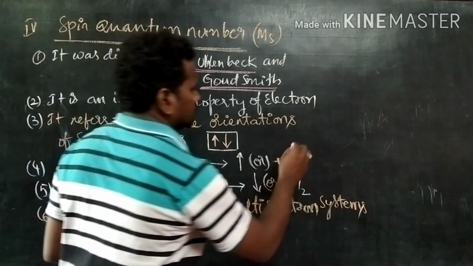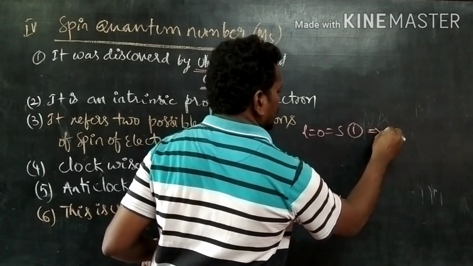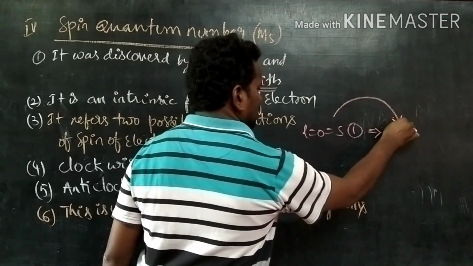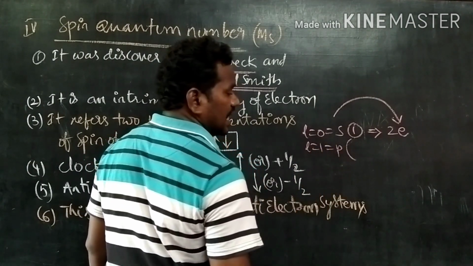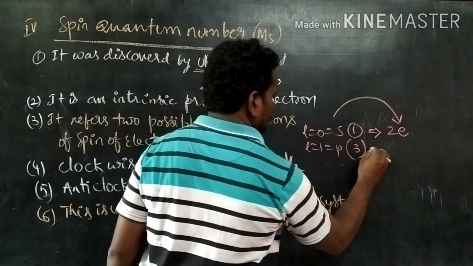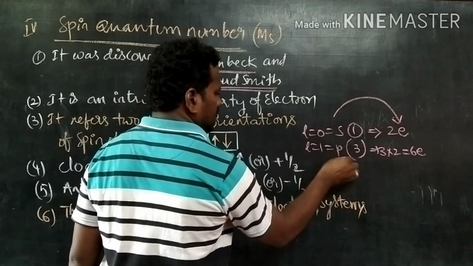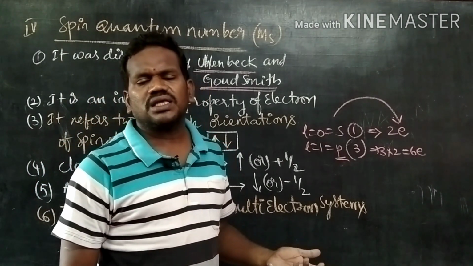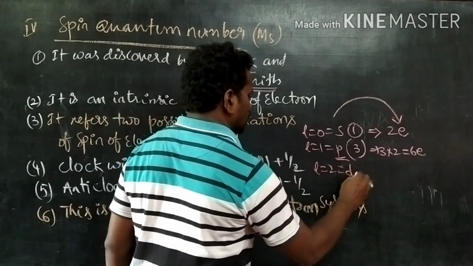For example, L equal to 0, that is S, has only one orbital. So only 2 electrons are there in the S sublevel. L equal to 1, that is P, as per the formula 2L plus 1, has 3 orbitals. According to this, 3 into 2, 6 electrons are accommodated in the sublevel P. That will be the maximum number of electrons. Then what are the minimum electrons? Maybe 0.